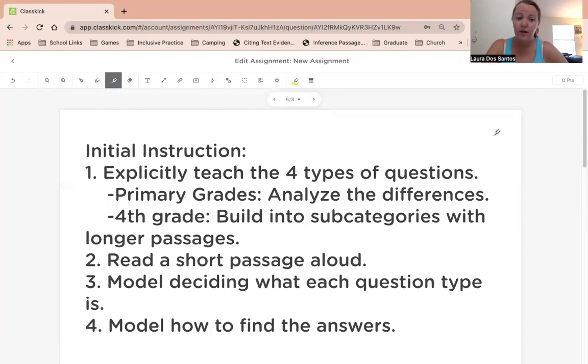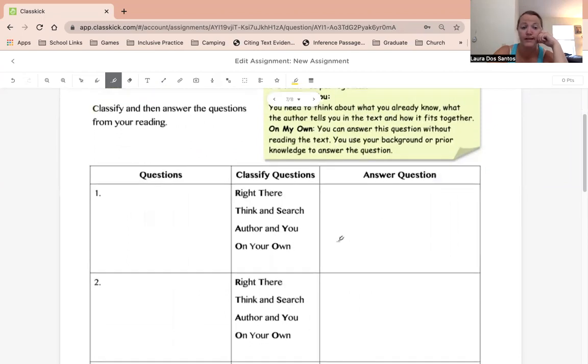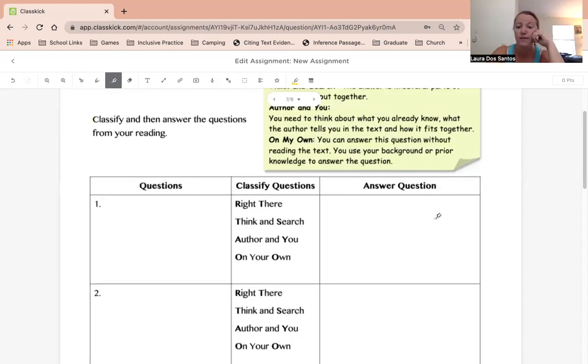So what do we do with this? In the initial instruction, you want to explicitly teach the 4 types of questions. In the primary grades, you'll analyze the differences. And in 4th grade and above, you can build into those subcategories with longer passages. You want to read the passage aloud, just like I did. And then you read the question and model thinking aloud, deciding what question type that is, and then model how to find the answers. So that could be done with a simple graphic organizer like this, where you have a question written right here, and then model thinking aloud what type of question that is and circling the answer, and then writing or typing the answer in the last box.